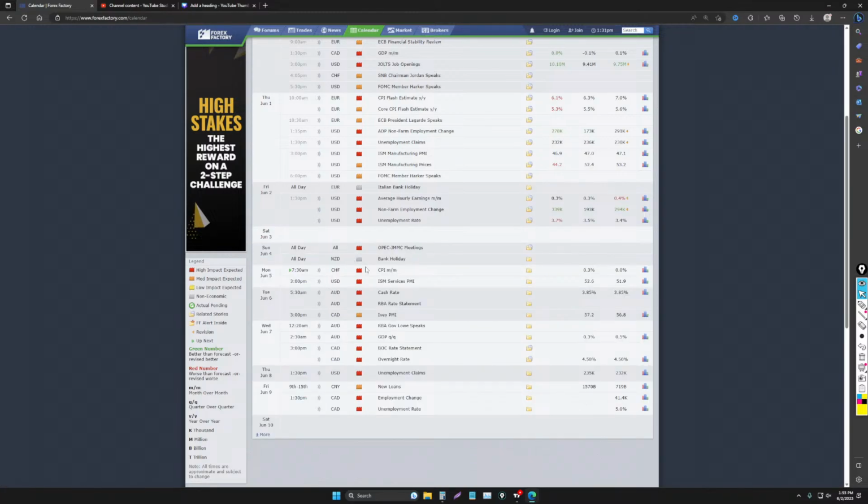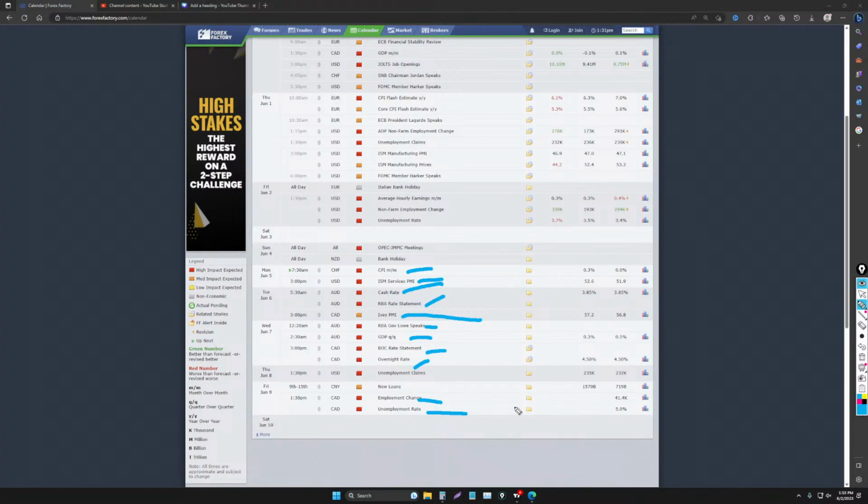What do we have next week for news? Let's see. Monday we got Swiss CPI, we got dollar PMI. Those are both big news events. We got cash rate for the Aussie, rate statement for the Aussie, PMI for the Canadian. The Canadian has been a very, very strong pair, so maybe that'll slow that down a little. We got some governor in Australia speaking, GDP, rate statement, overnight rate. We got a lot of Canadian news next week. Look at that. And then we got unemployment change and unemployment rate for the Canadian next week.